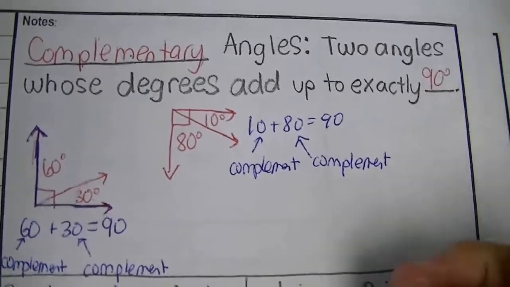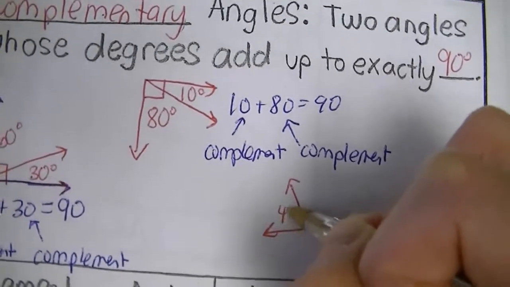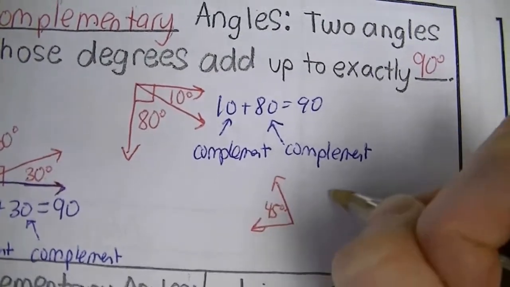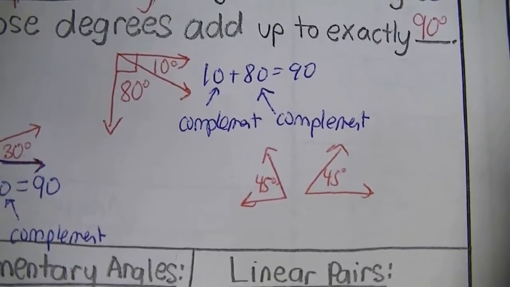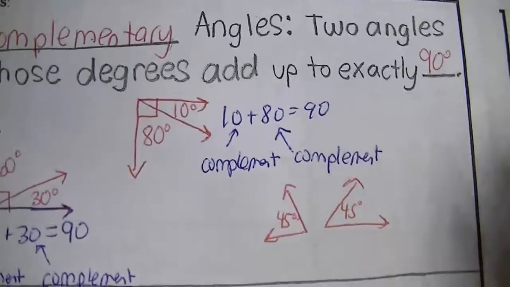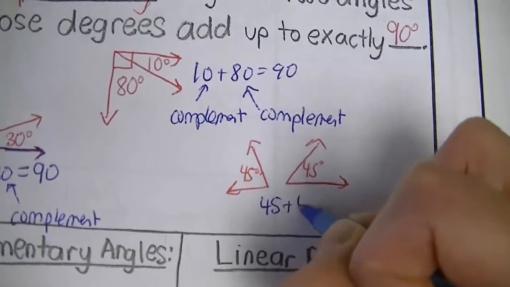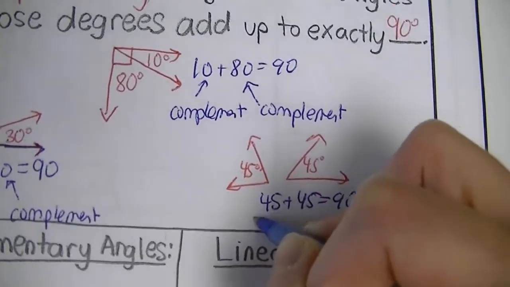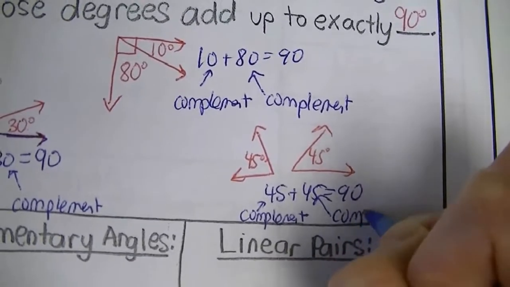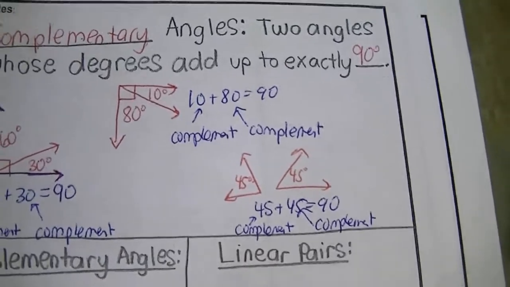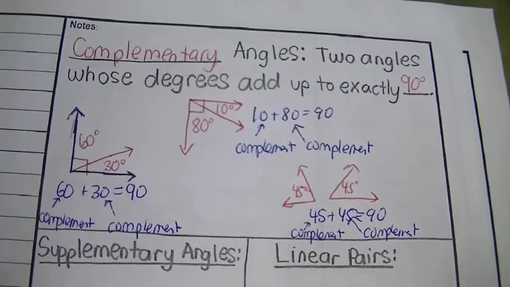Okay, and how about this right here? Pretend that's 45 degrees, and this one right here is also 45 degrees. Are those complementary angles? Yes, because they both add up to 90 degrees. They don't have to connect. Since 45 plus 45 is 90, they're both complementary angles. So that's a complement, and that one's a complement, and together they're complementary.